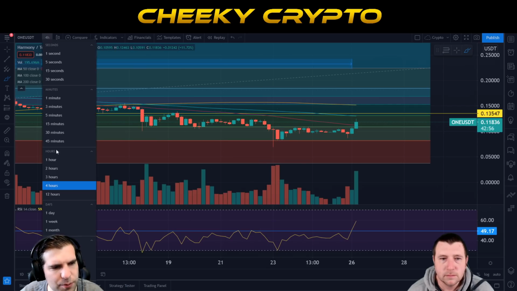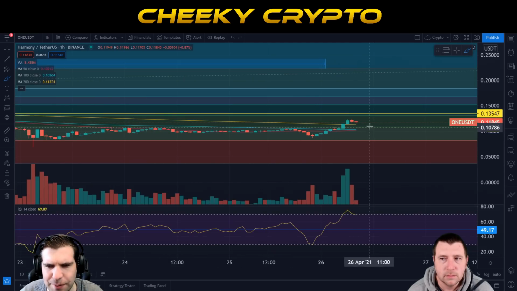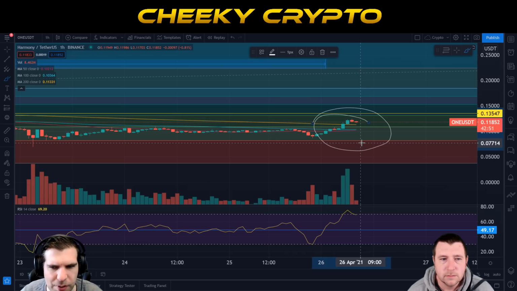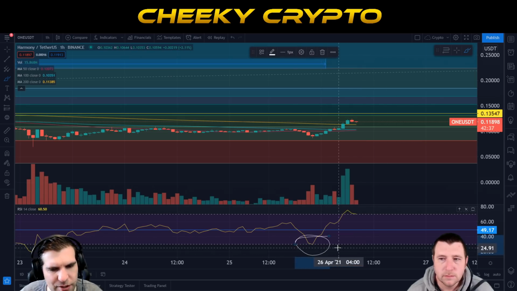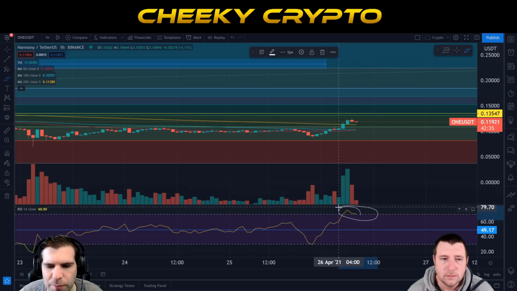What we're going to do is just pull this down into our hourly view, and here we can see that we're now above average pricing, which means the 50, the 100 and the 200 moving averages are actually below the current candle price, which is fantastic if we can turn that and flip it into support. So what we can see here is that we were almost oversold on this hourly chart, and we did rally up to an overbought area.